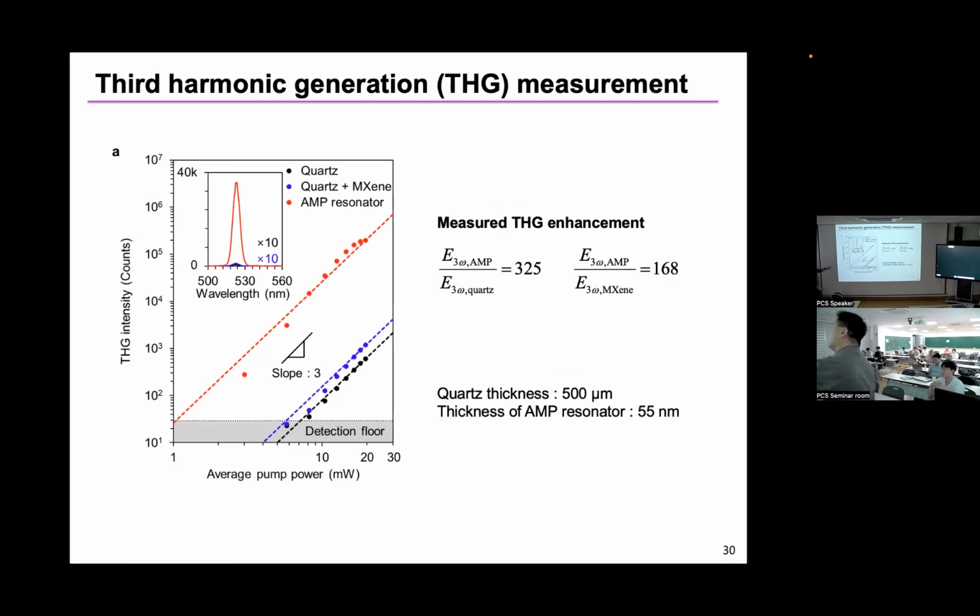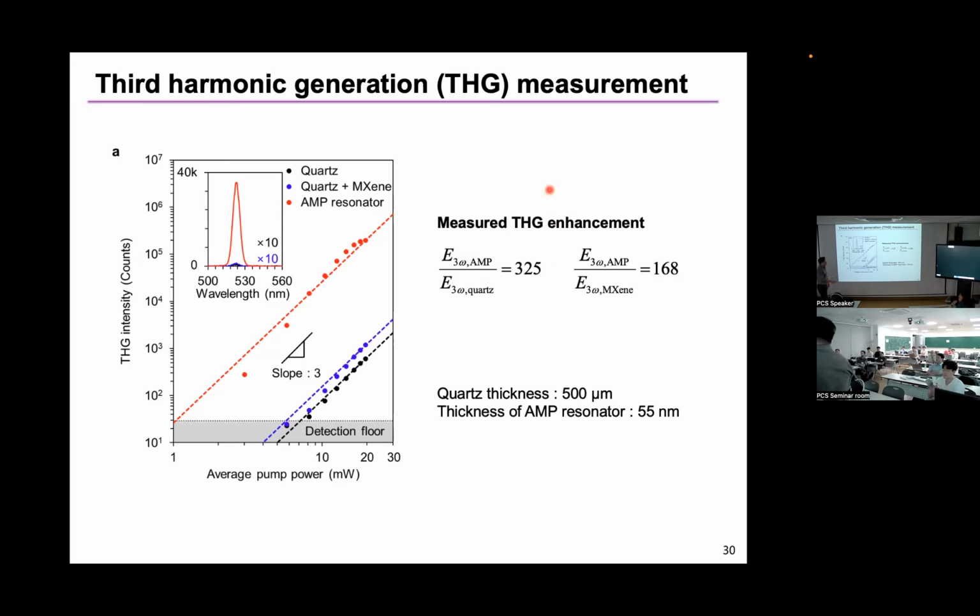The red line shows the third harmonic generation from the MXene plasmon structure, and the blue line shows the quartz and MXene, but not the acoustic mode, just the MXene plasmon mode. And the black line shows the quartz. This is the absolute value. Quartz is a very large, very thick structure. If we compare these two values, we can see that the MXene mode shows 300 times larger signal than that of the quartz structure.